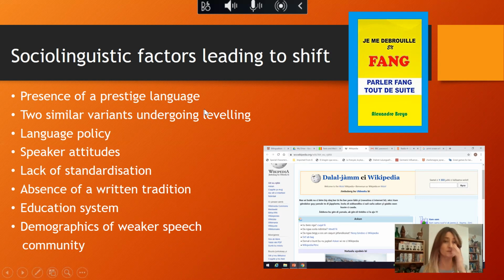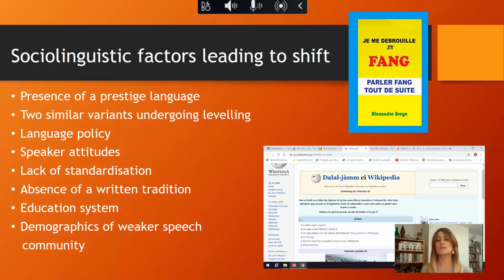Okay, so let's look at some sociolinguistic factors leading to shift. Well, the presence of a prestige language, we've established that already. I mentioned that earlier. That could be an official language, say French, Portuguese, English, or it could be a strong indigenous lingua franca. Languages like, for example, Swahili or Hausa, okay, they have quite a large geographical range, and they tend to be languages that people in that geographical area are familiar with, even if they're not their mother tongue.